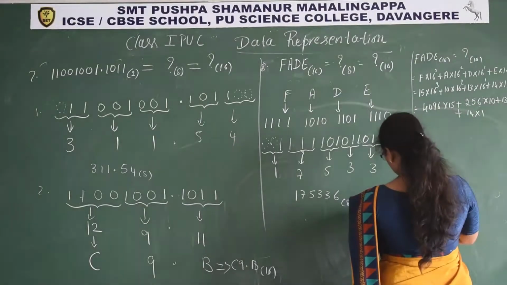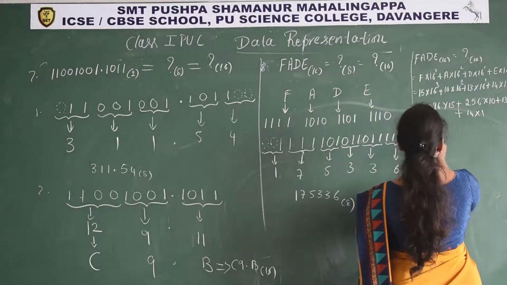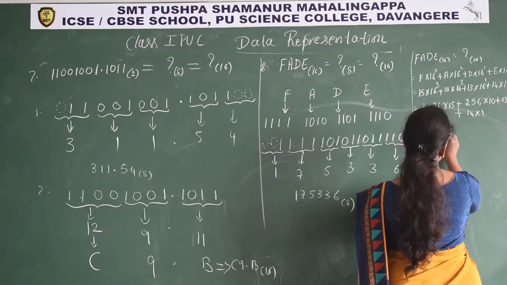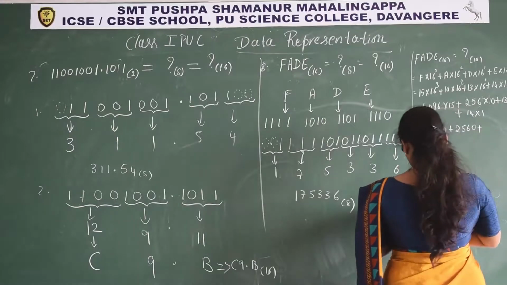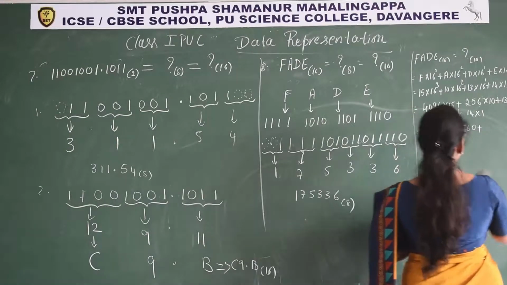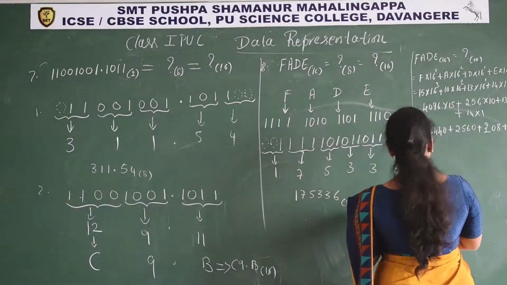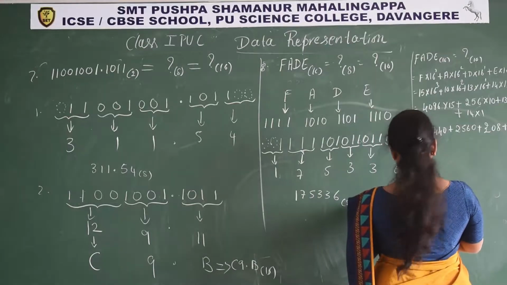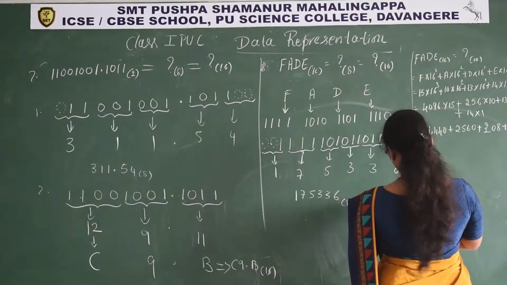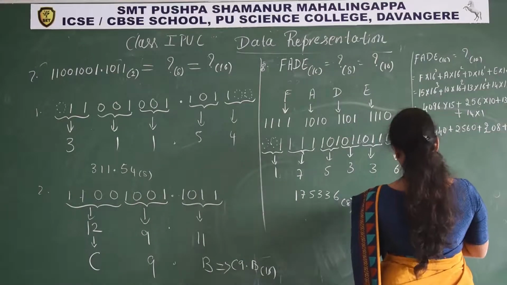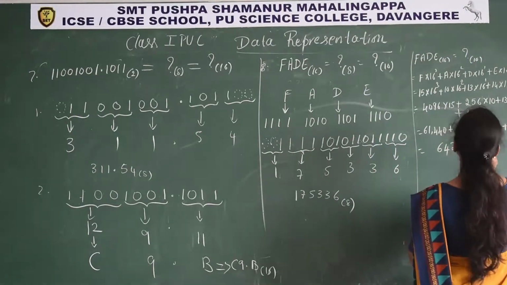Now 4096 into 15 is 61,440, plus 2,560, plus 13 into 16 is 208, plus 14. Let us add these things: 61,440 plus 2,560 plus 208 plus 14 is equal to 64,222 base 10.